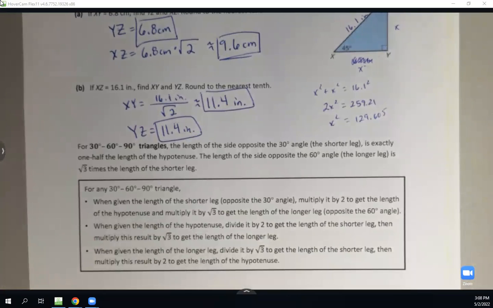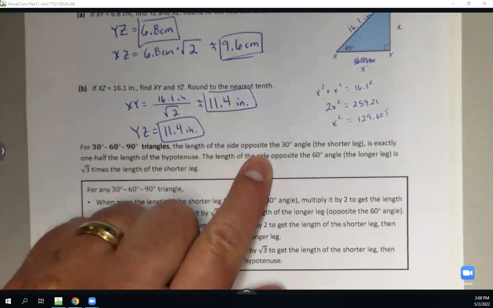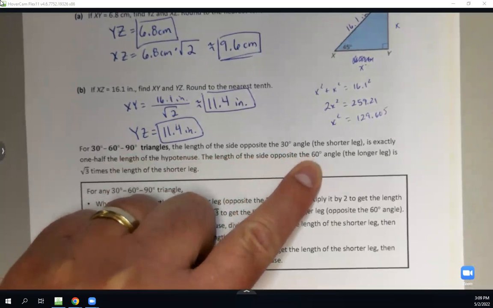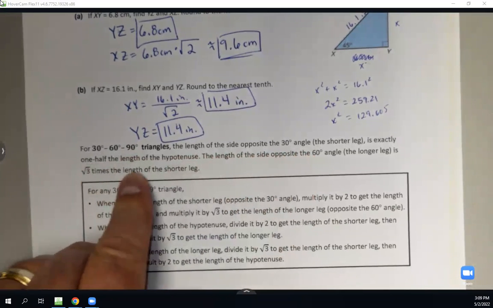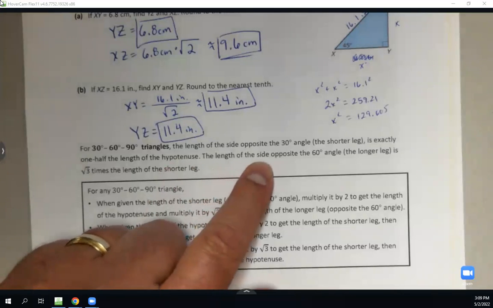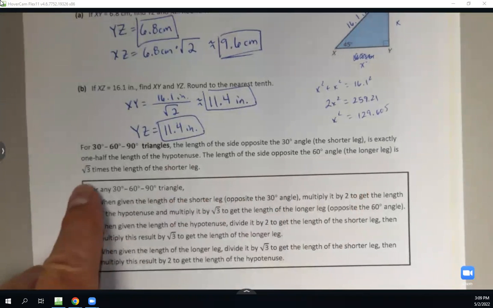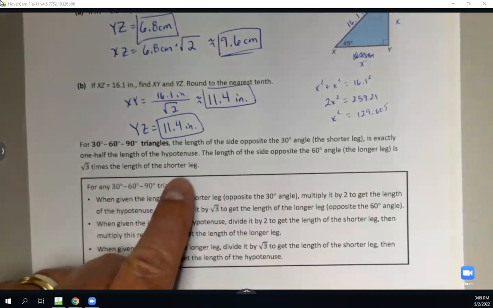For a 30, 60, 90 degree triangle, the length of the side opposite the 30 degree angle, the shorter leg, is exactly 1/2 the length of the hypotenuse. The length of the side opposite the 60 degree angle, the longer leg, is the square root of 3 times the length of the shorter leg.